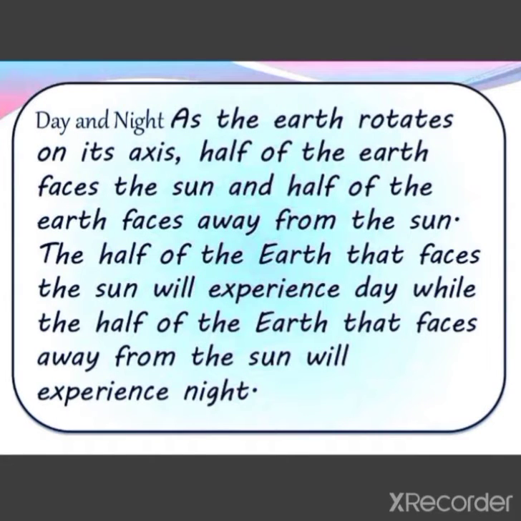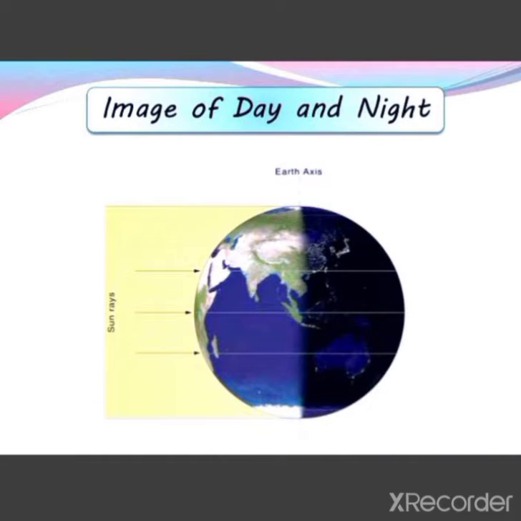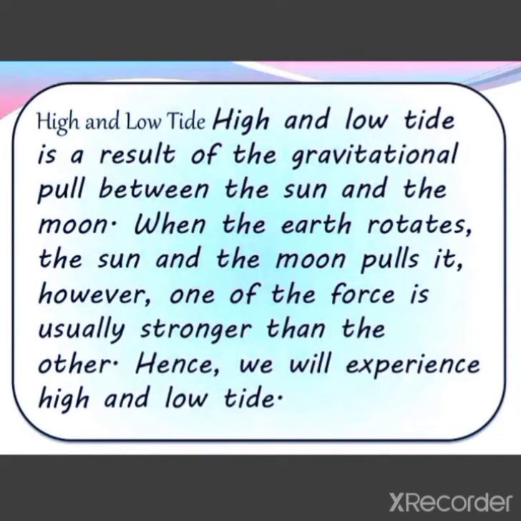The first effect is that due to rotation, day and night occur. As the earth rotates on its axis, half of the earth faces the sun, and half of the earth faces away from the sun. The half that faces the sun will experience day, while the half that faces away from the sun will experience night. We can see in the following diagram. Half of the earth receives sun rays, so day occurs. At the back portion they are not receiving the light, so night is there. So one of the main basic effects is day and night.